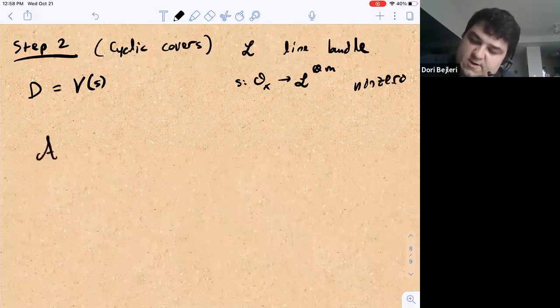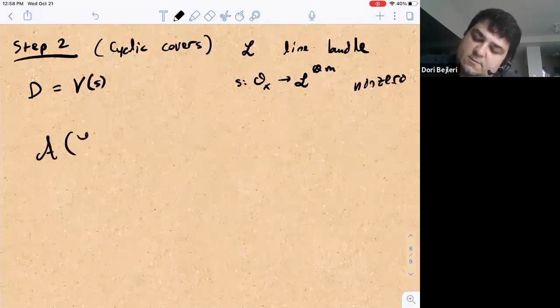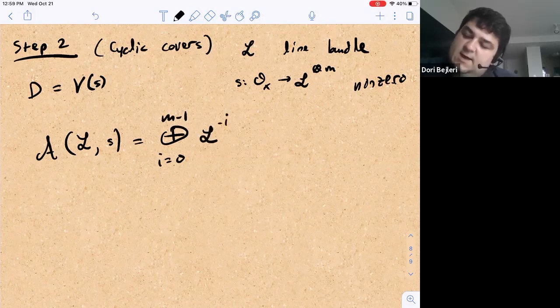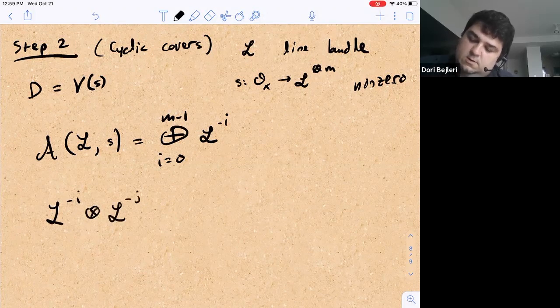So we want to define an algebra to take Spec of. And it looks exactly the same as before. Our algebra is the sum from i equals 0 to m minus 1 of the line bundles L to the minus i. And we want to define a multiplication that's compatible with the grading. And so for that, we look at the usual multiplication map on this line bundle.